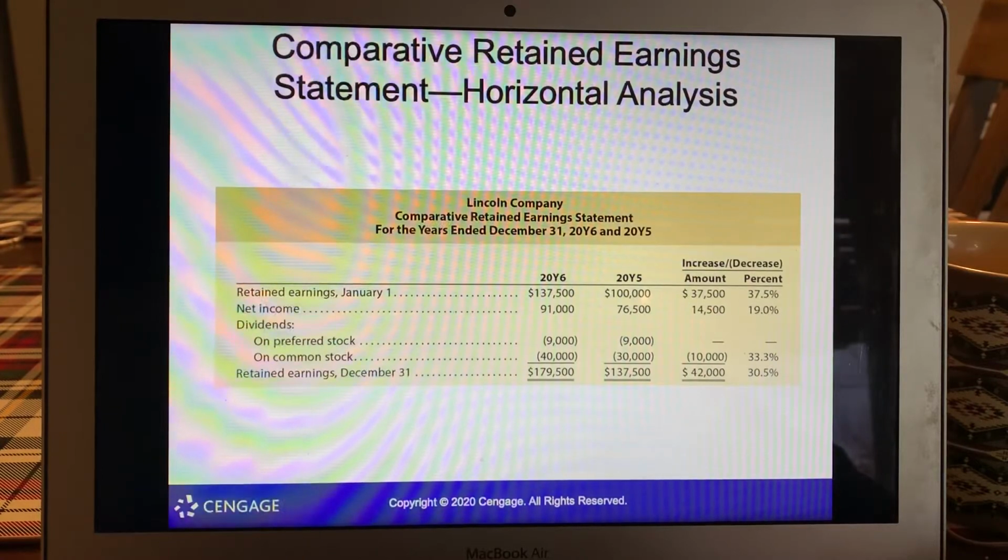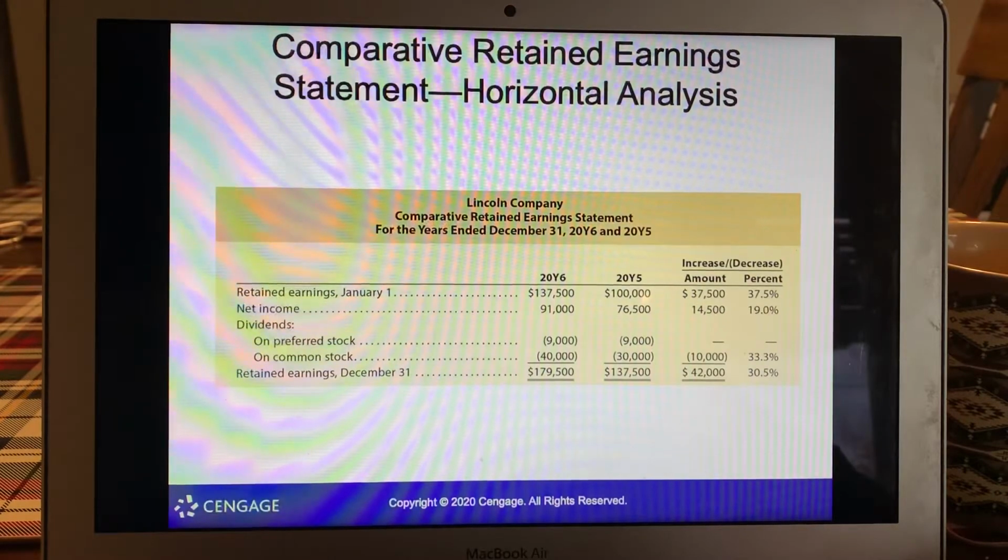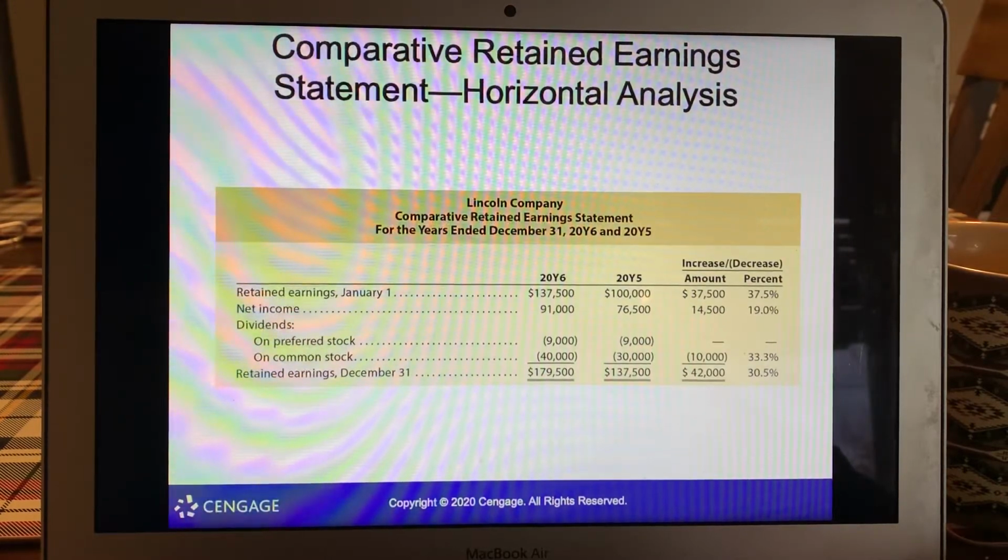Keep in mind, financial statements are used to compare your profit, to compare how you did to a previous year. So that's why we look at these horizontally.